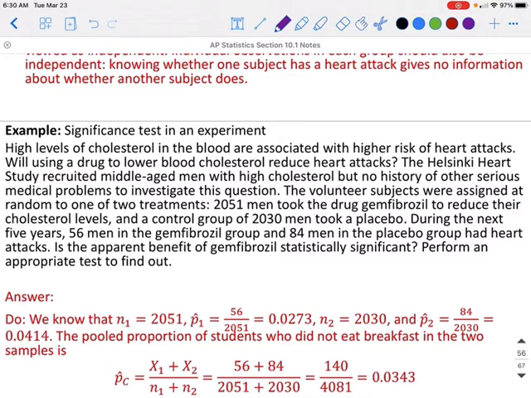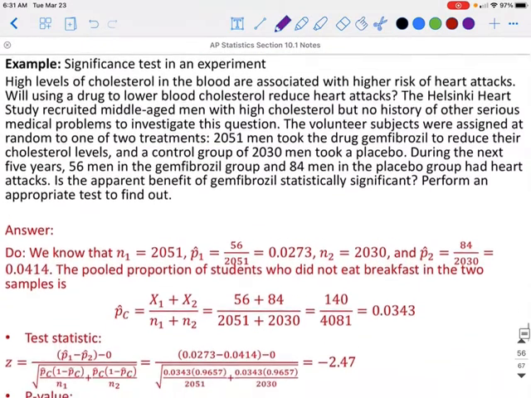The pooled proportion can be found. So this is a typo. This is not about the students who did not eat breakfast. These are about the two groups of men. So our pooled proportion is going to be x1 plus x2 over n1 plus n2. 56 people in the first group had heart attacks, 84 people in the second group had heart attacks, so 140 people total had heart attacks, over the two sample sizes added together. About 3.4% of them had heart attacks.